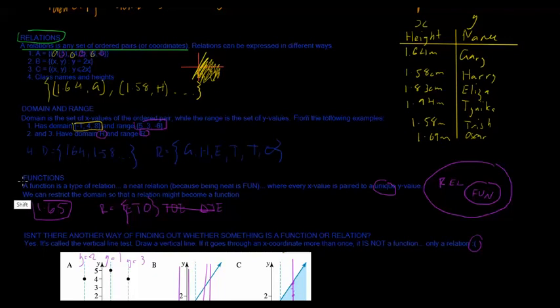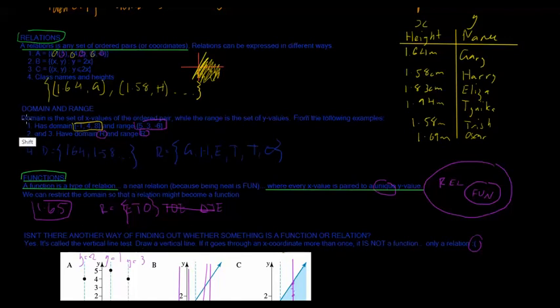Functions is the next one I want you to take down. A function is a type of relation. Here is the definition. A type of relation where the x value is paired to a unique y value. Unique means only one. Other words we need to define is vertical line test. The vertical line test I will define down the bottom because there's not a very good definition there.